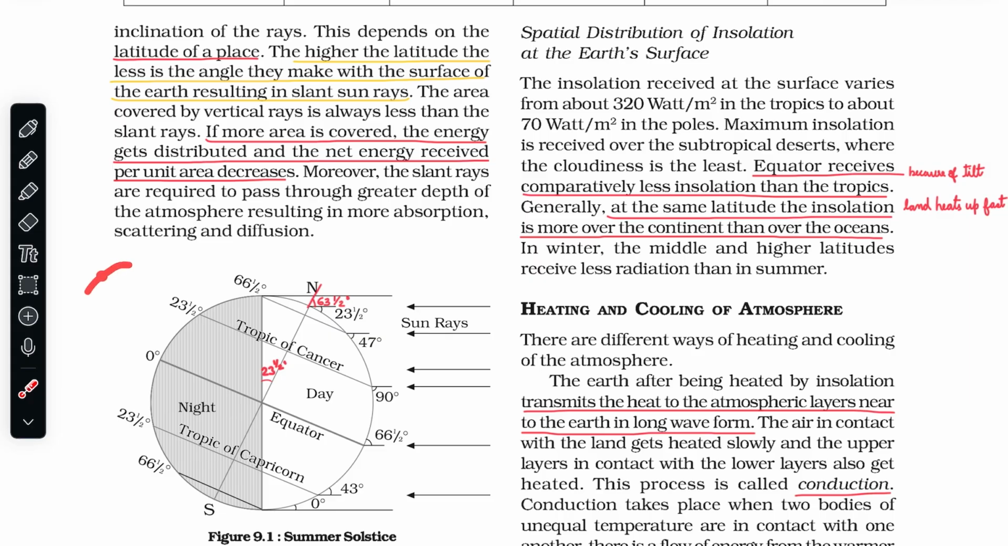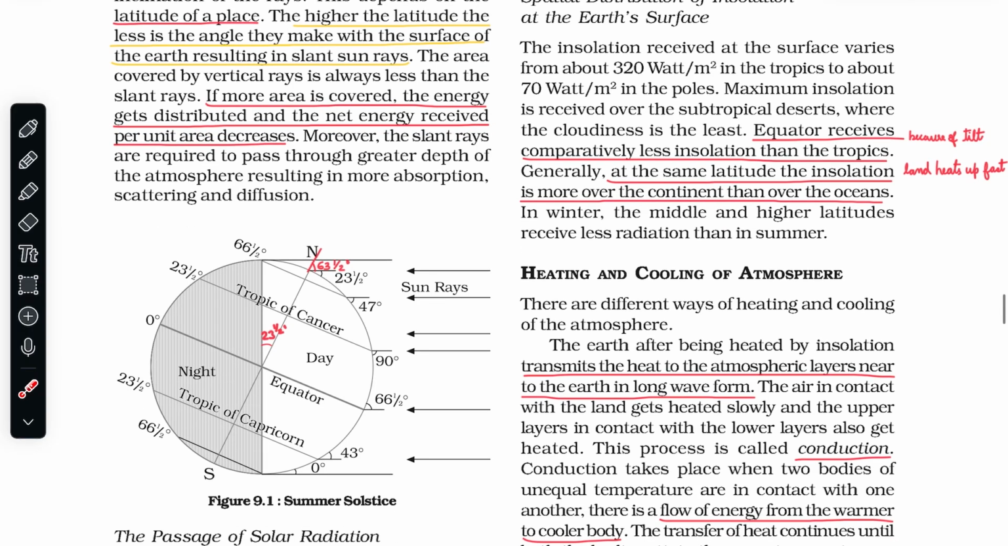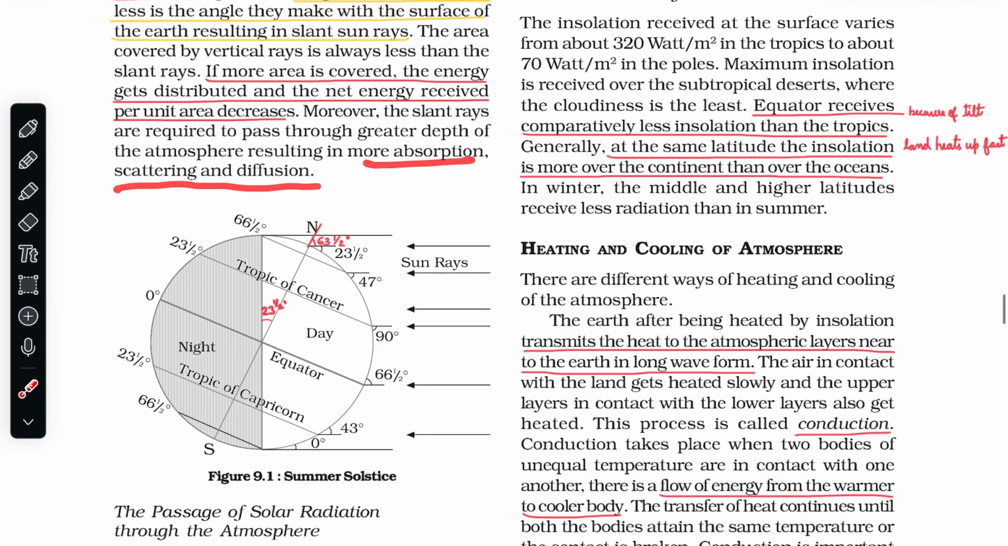Like if this is the area and there is just one sun ray, the energy gets distributed along that whole parcel of land. So if more area is covered, the energy gets distributed and the net energy received per unit area decreases. Moreover, the slant rays are required to pass through a greater depth of the atmosphere, resulting in more absorption, scattering, and diffusion. Therefore, less energy.